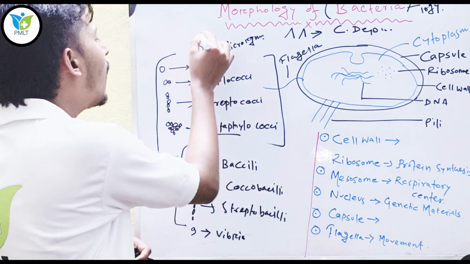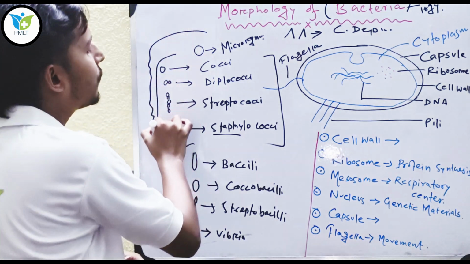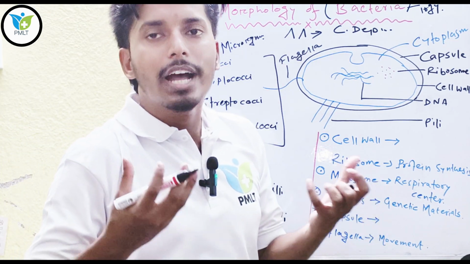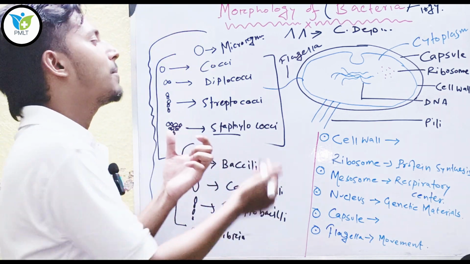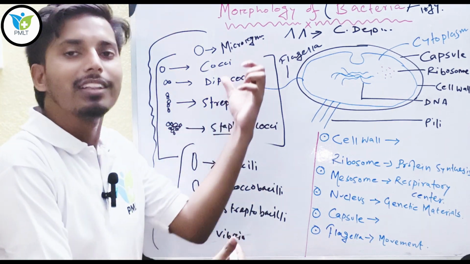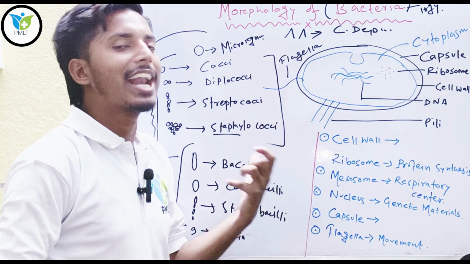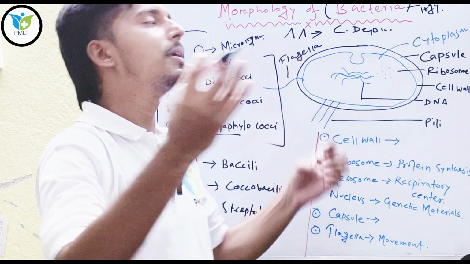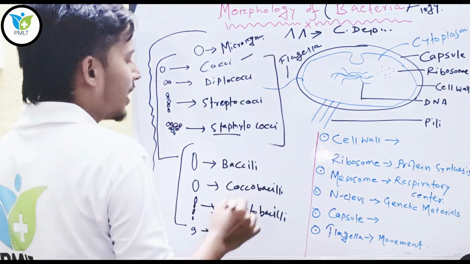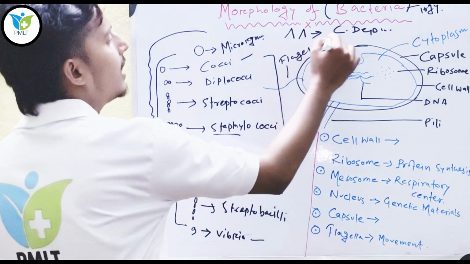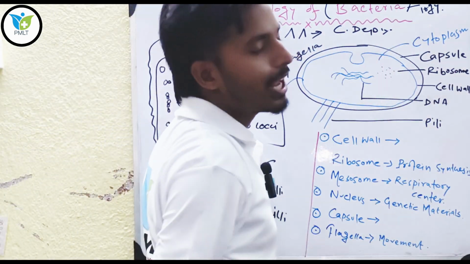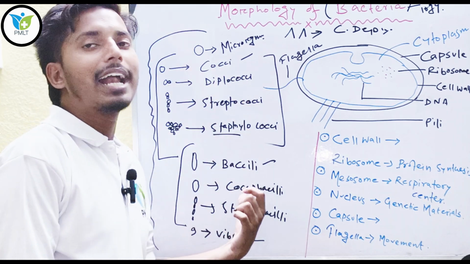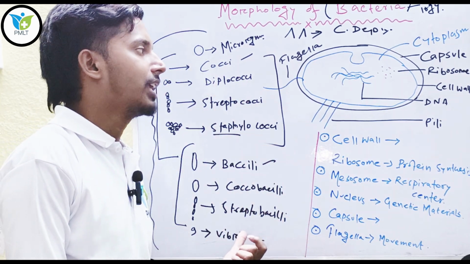So that's all the arrangements of the bacteria. Arrangement-wise, the bacteria are divided in this way. Hopefully you have understood the arrangement. To sum up, there is cocci, there is bacilli, there is Vibrio, and there is Corynebacterium diphtheriae, which is Chinese letter in shape. That's all the arrangements of bacteria.